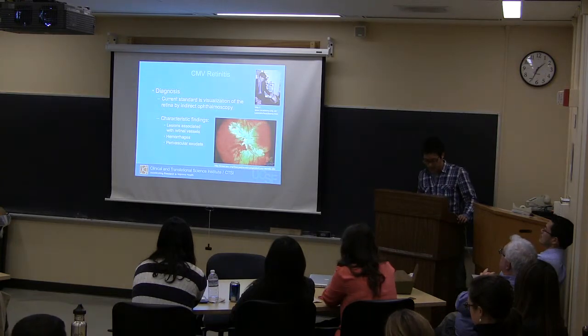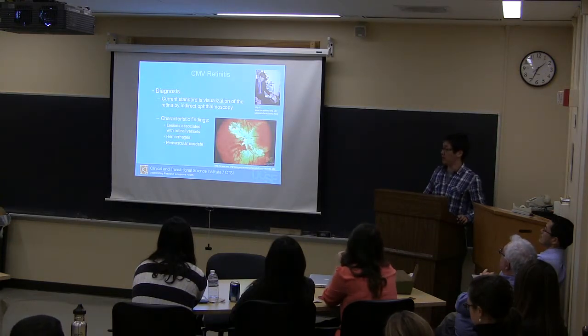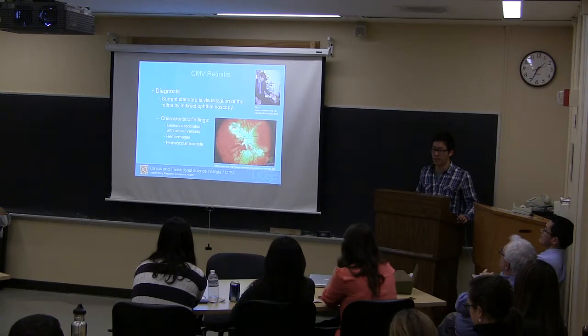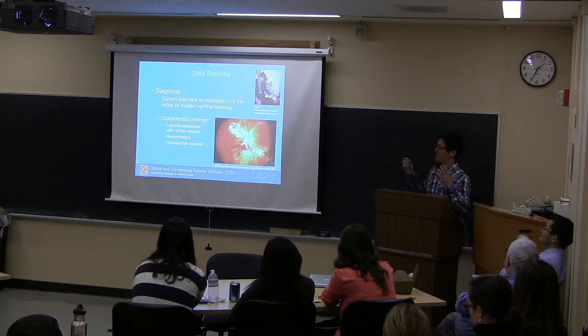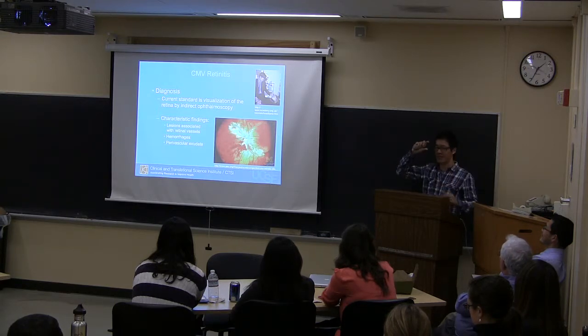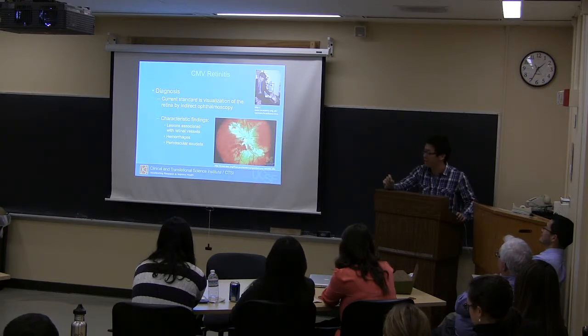So diagnosis, right now the gold standard, at least in this country, is to diagnose with indirect ophthalmoscopy, which again, I didn't know what this was until I proposed this project. But basically an ophthalmologist will take something like this headband with a really bright light on top of it. They take a lens and they shine this light into the patient's eye, tell them not to blink, and then we try to visualize the back of the retina.